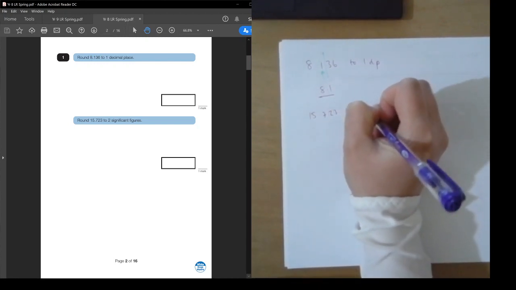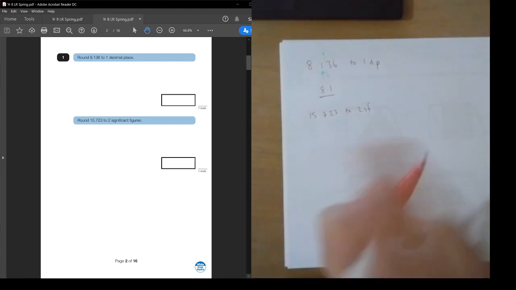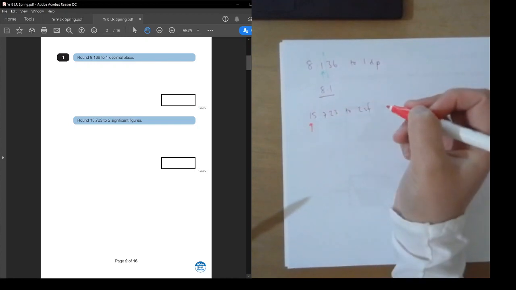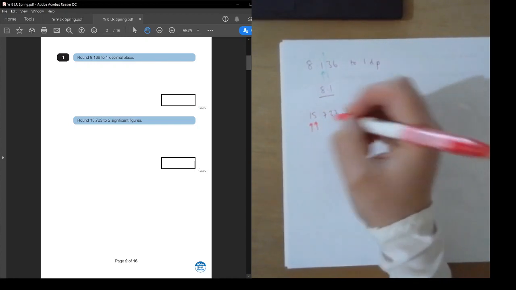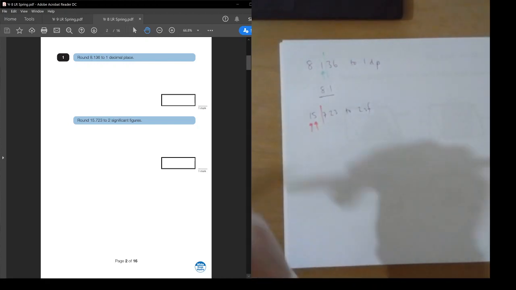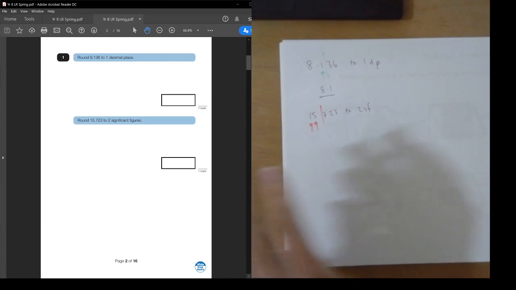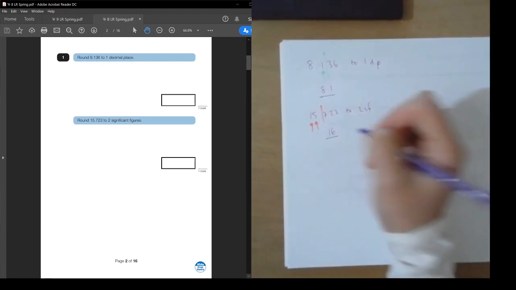They then say 15.723 to 2 significant figures. So I'm looking at significant figures, which start at my first non-zero value. That's the first significant figure, but they've asked me for the second one. That's my second significant figure. Now I'm going to stick that line there. Then you look at the 7 and ask, does the 7 make the 5 go up or does it stay the same? It makes it go up. So my answer would be 16.